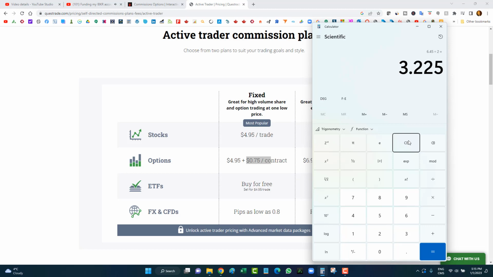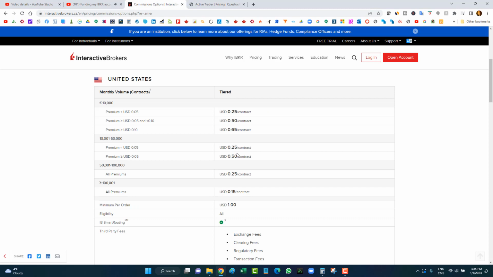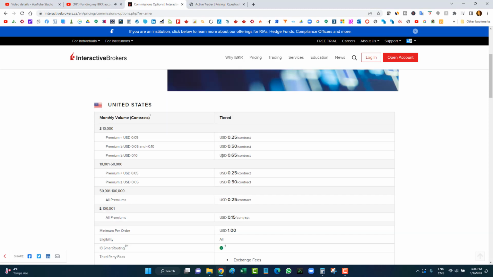So it's still pretty expensive. Questrade becomes better if I'm doing a lot of volume. So let's say I do 10 contracts, right? So $4.95 just to open the trade, and then 75 cents times 10, that's $7.50. If I take all that now divided by 10, now I'm down to $1.25 per contract. So it's not so bad. But still, for someone who does mostly one contract per trade, with Interactive Brokers it's going to cost me about 65 cents a contract.